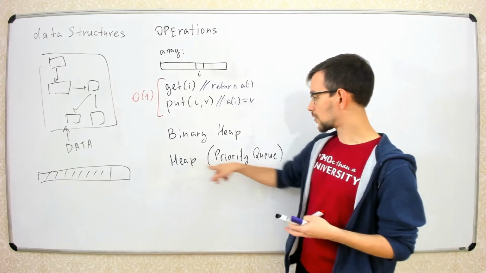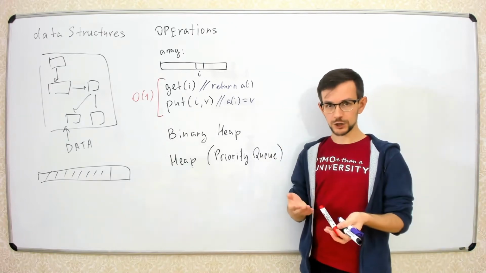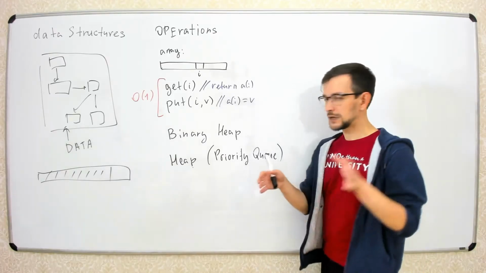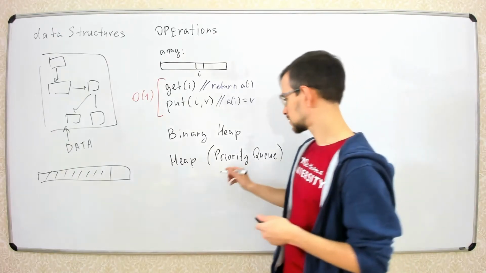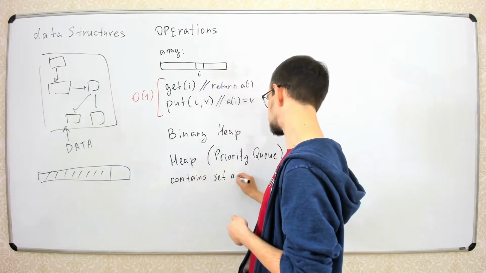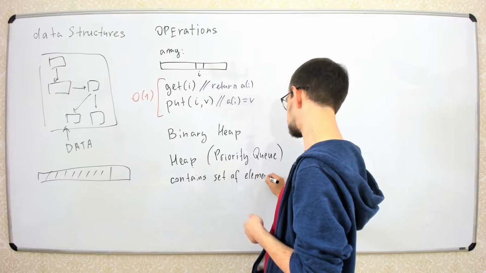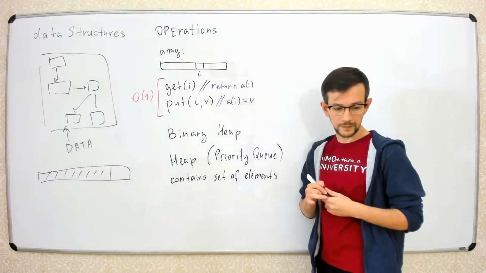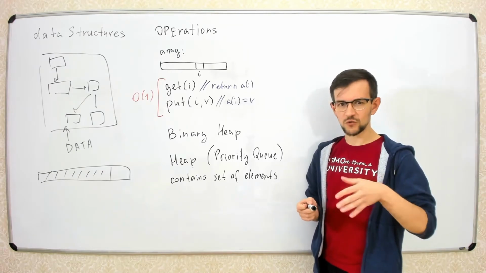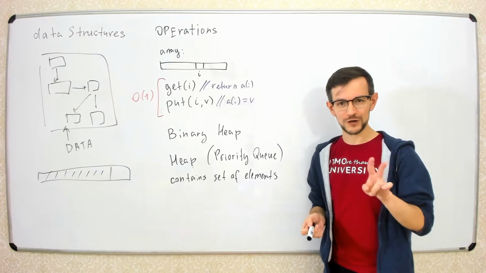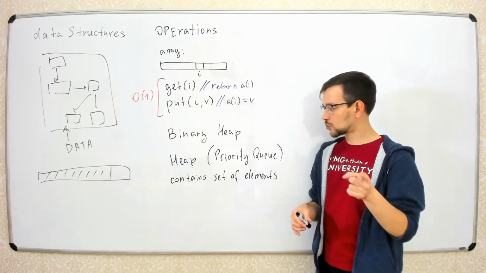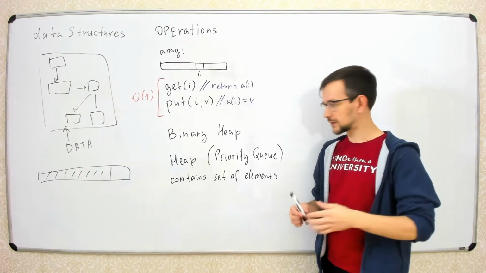So heaps or priority queues are the class of data structures that can perform the following operations. So it contains some set of elements and you can do two operations, sometimes 3 or 4, but today we'll learn only 2 operations just for simplicity. Sometimes you can make some additional operations. We'll learn 2 operations. First operation is insert an element.